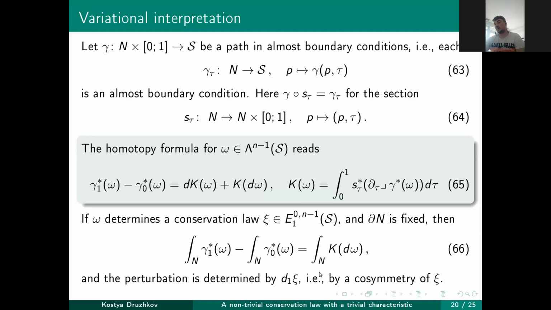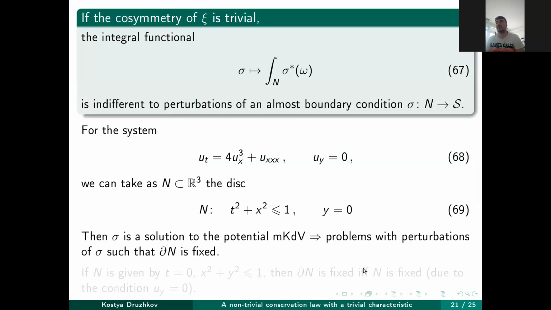And we would like to have an interpretation for any situations. And this is possible in our case because we can consider manifolds that have non-trivial boundary. They must be compact, oriented, and -1 dimension, but they may have a non-trivial boundary. So the integral function is indifferent to perturbations of an almost boundary condition, compactly supported perturbations, right? Because n itself is a compact manifold.